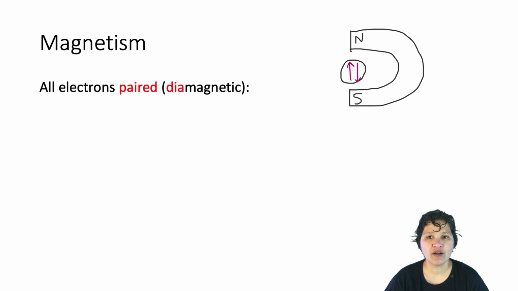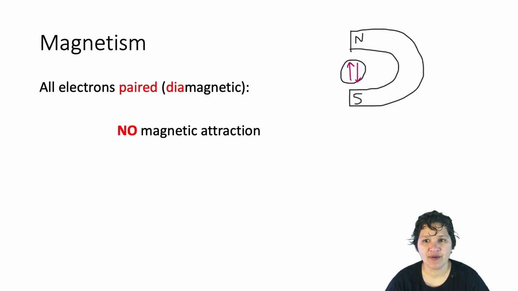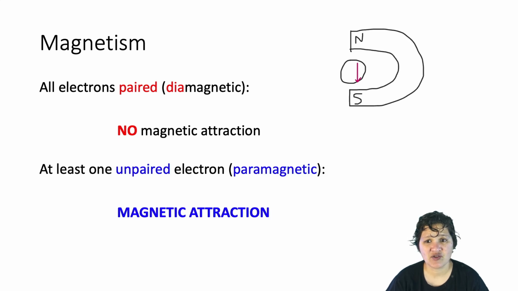If an atom has all of its electrons paired up within the orbitals, we call that diamagnetic. Dia means 2, so basically that means everything comes in 2. And because they're paired up, the atom will not be attracted to one magnetic pole or another. There will be no magnetic attraction. But if there's at least 1 unpaired electron, we call that paramagnetic. And it means that there will be a force pulling the atom towards one of the magnetic poles. And so we will observe magnetic attraction in that atom.